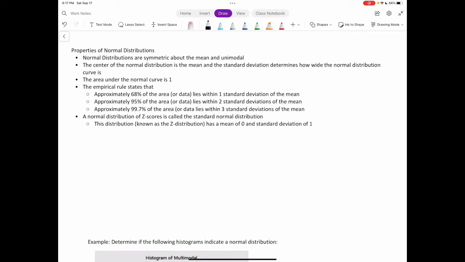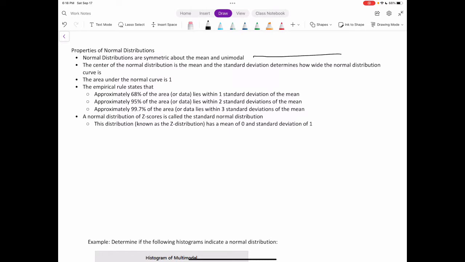In this video, we're going to go over some properties of the normal distributions and how we can use normal distributions to calculate some probabilities. All right, so quick properties of normal distributions. Normal distributions are symmetric about the mean and they're unimodal. So often when we talk about normal distributions, we talk about something known as the bell curve.